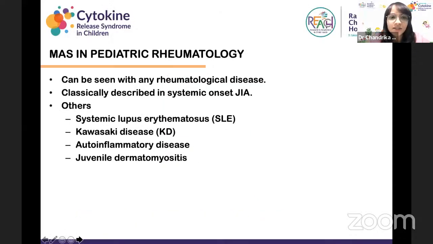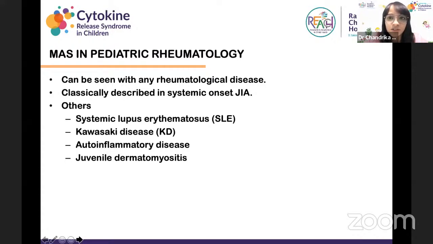So moving to MAS in pediatric rheumatology, we see macrophage activation syndrome in the setting of a lot of rheumatological disorders. Virtually any rheumatological disorder can be complicated with MAS, but classically it has been described with systemic onset JIA, which I will be discussing next. But in other conditions, increasingly SLE has also come to the forefront, that it can even present with macrophage activation syndrome. Kawasaki disease as well. Initially, there were some reports saying the ferritin levels in Kawasaki usually do not go beyond 5,000. But now we know that even Kawasaki disease can result in overwhelming macrophage activation syndrome.